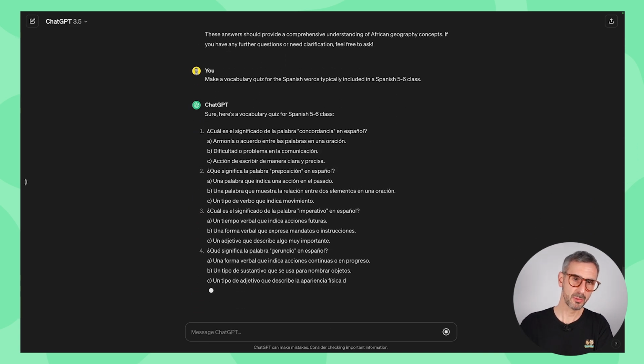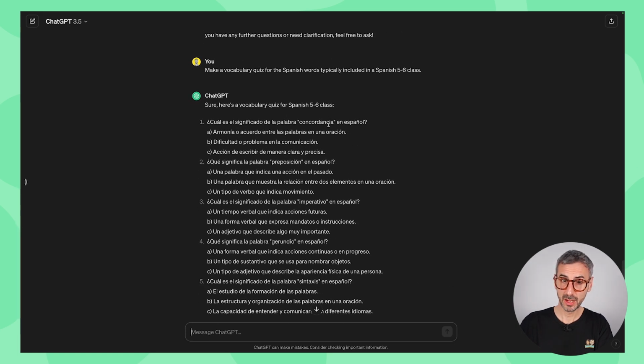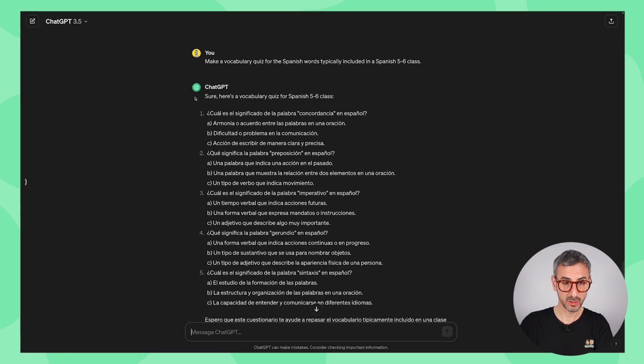Sure, here's a vocabulary quiz for Spanish 5-6 class. ¿Cuál es el significado de la palabra concordancia en español? So I have A, B, C: armonía o acuerdo entre las palabras de una oración, dificultad o problema en la comunicación, acción de describir de manera clara y precisa. So concordancia is like when we have an agreement. So it's the first one, armonía o acuerdo entre las palabras. Okay, so this was relatively easy for me because I do speak Spanish.